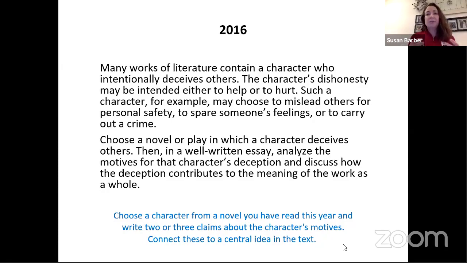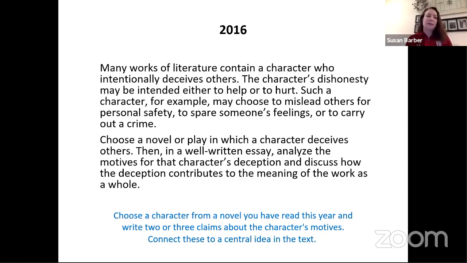So yesterday, we were not asking you to write a whole essay, but just to be thinking about how you would tackle this question. And so your task was to choose a character from a novel that you've read this year, or maybe even one in the last couple of years if it's fresh in your memory, and write 2 or 3 claims about that character's motives, and then connect these to a central idea in the text.